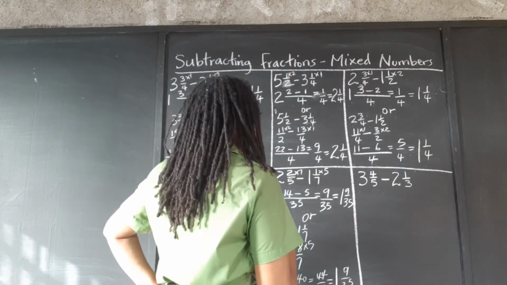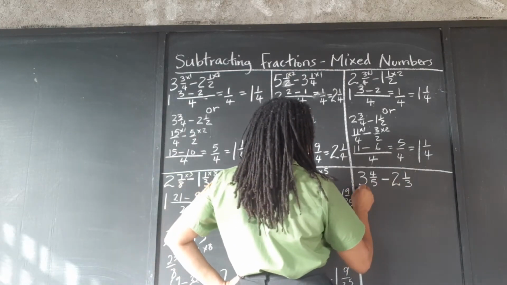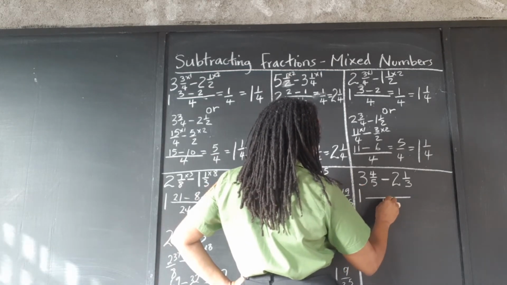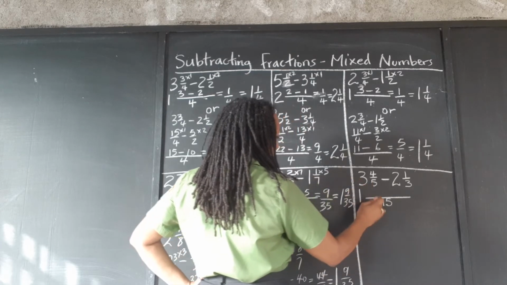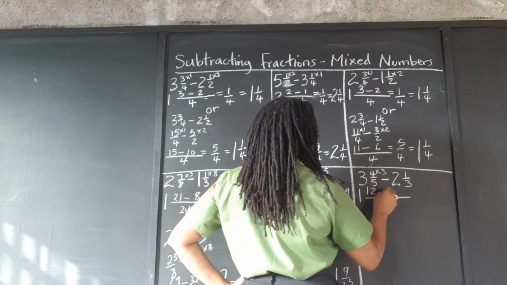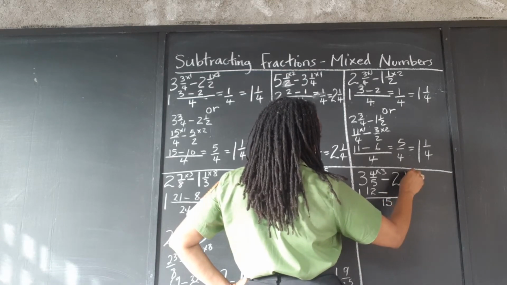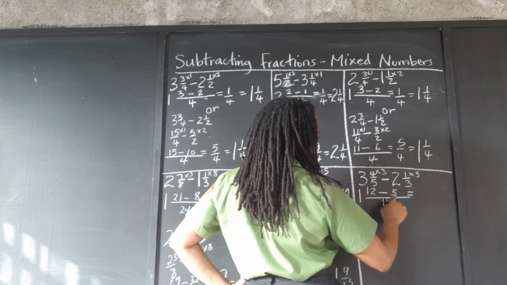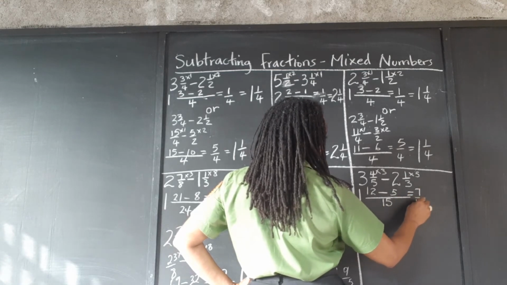Alright, so 3 take away 2 gives 1. The LCM of 5 and 3 is 15. 5 goes into 15 3 times, 4 times 3 is 12. 3 goes into 15 5 times, 1 times 5 is 5.